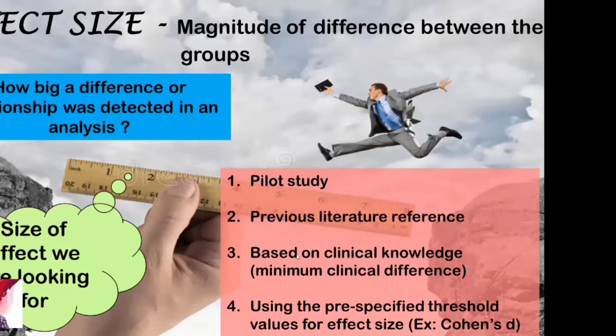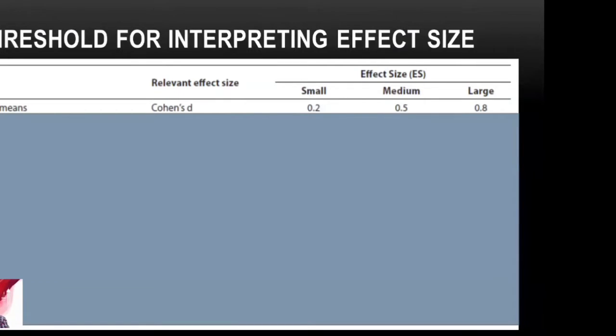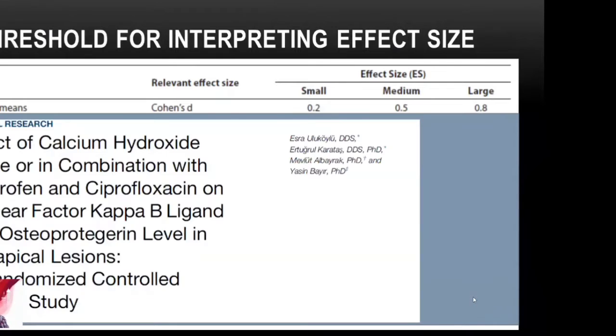If you don't have all these three, then you can go for the fourth one, which is the pre-specified threshold values for effect size, which is generally not recommended and is the least acceptable one. However, there are some situations where we can go for these pre-specified threshold values. Let me give you an example from our Journal of Endodontics.